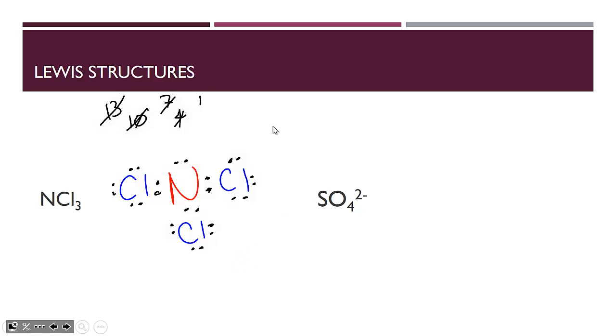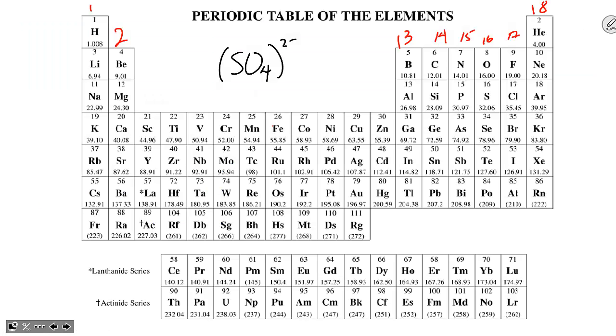The sulfate ion is sulfur with 4 oxygens around it that has a -2 charge. So again, to figure out how many electrons we have to work with, we'll need a periodic table. Sulfur in column 16 is going to allow us to work with 6 of its valence electrons. There are 4 oxygens, and each one will allow us to work with 6 of their valence electrons.